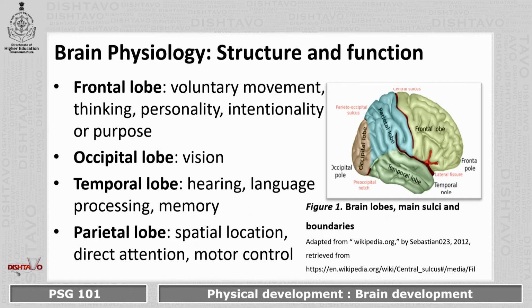Deeper in the brain, beneath the cortex, lie other key structures. These include the hypothalamus and the pituitary gland, as well as the amygdala, which plays an important role in emotions, and the hippocampus, which is especially active in memory and emotion.